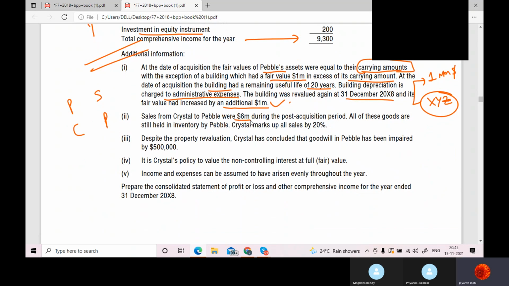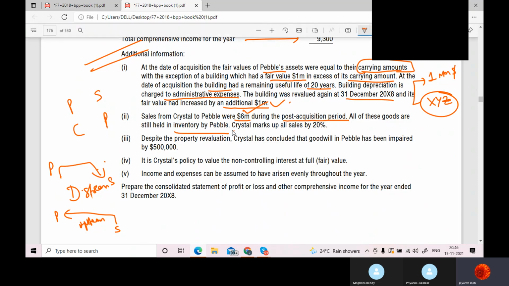Sales from Crystal to Pebble were 6 million during the post-acquisition period. See, there is intercompany transaction, intercompany sales, and they did it at a markup. Of course, the parent is selling to the subsidiary. It's a downstream transaction. If it's from subsidiary to parent, we say it is upstream. So Crystal sold this much in millions of goods to Pebble after the acquisition, and these goods are not sold to outsiders, it seems. They are still in Pebble's inventory.